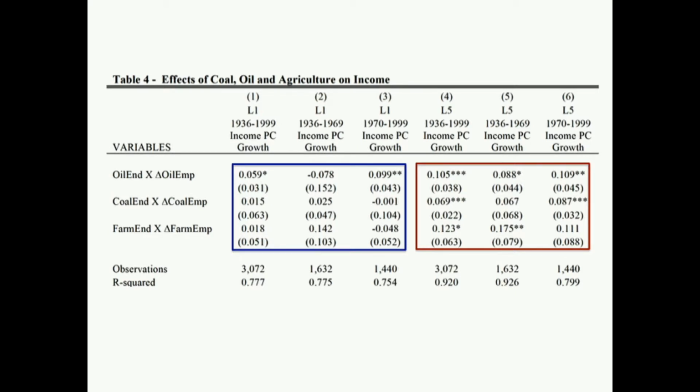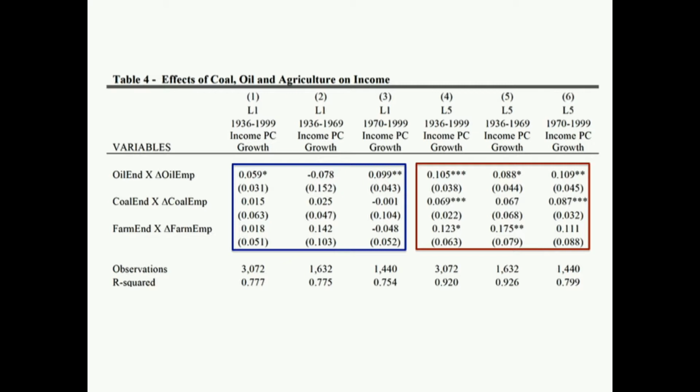This is when we subdivide it into oil, coal, and farming. And what you're going to see is that in the blue box, this is the 1-year interval. So again, we're assuming that a change today has an immediate impact on whatever outcome, in this case, growth in per capita income. And so maybe there's a little bit something there, but in general, not statistically significant.